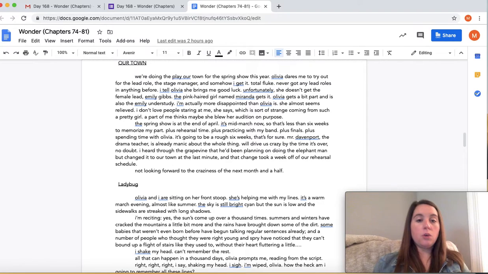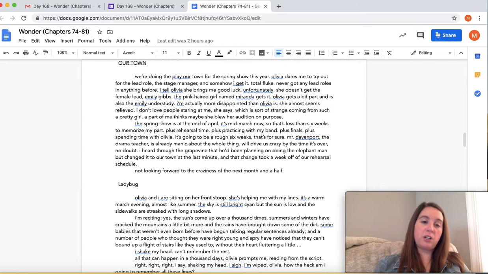Our Town. We're doing the play Our Town for our spring show this year. Olivia dares me to try out for the lead role, the stage manager, and somehow I get it. Total fluke. Never got any lead roles in anything before. I tell Via she brings me good luck. Unfortunately, she doesn't get the female lead, Emily Gibbs. The pink-haired girl named Miranda gets it. Olivia gets a bit part and is also Emily understudy. I'm actually more disappointed than Olivia is. She almost seems relieved. I don't love people staring at me, she says, which is sort of strange coming from such a pretty girl. A part of me thinks maybe she blew her audition on purpose.